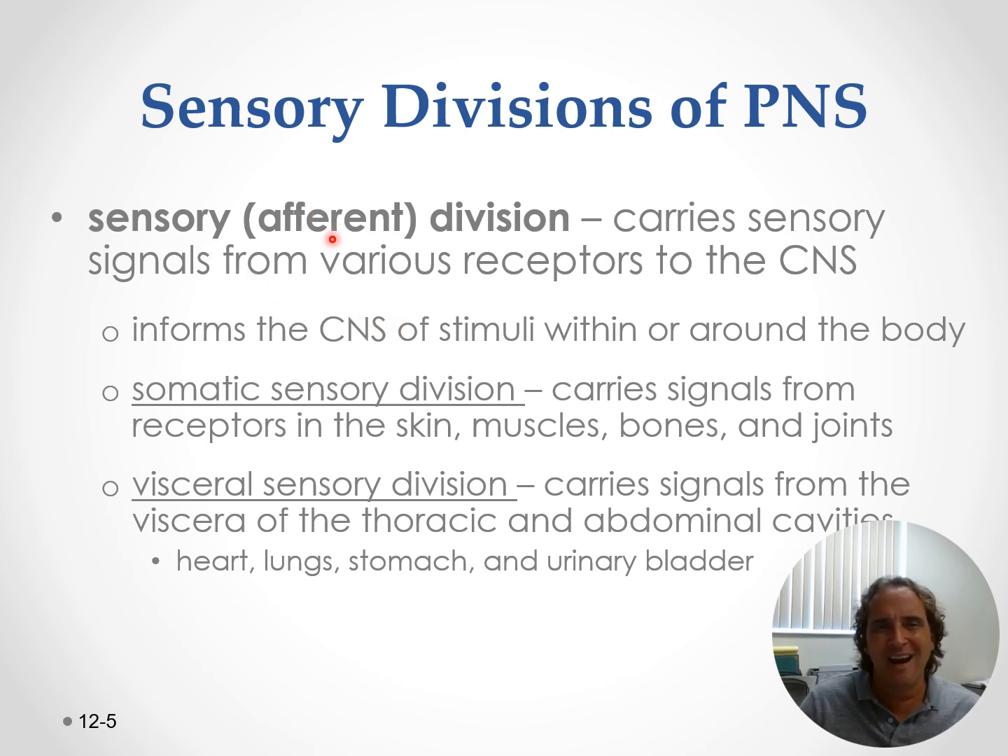So the sensory, or afferent. Afferent is another word for "to," because afferent is toward the central nervous system. Efferent, with an E, like exiting, exits the central nervous system. You have the somatic sensory, which is going to carry signals from the skin, muscle, bones, and joints, while the visceral sensory is going to carry signals from the viscera, which is the membrane that surrounds all of the organs in the thoracic and abdominal cavities, like the heart, lungs, stomach, and urinary bladder.